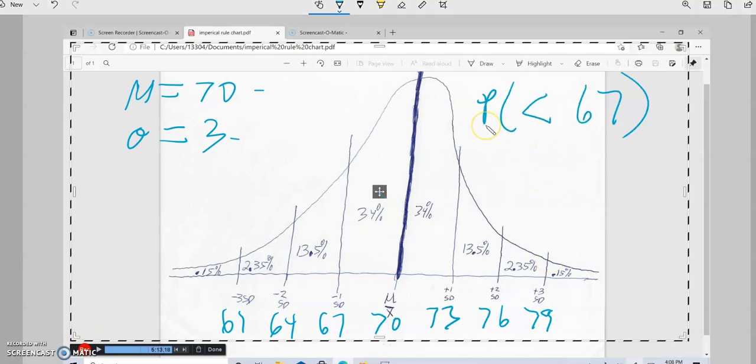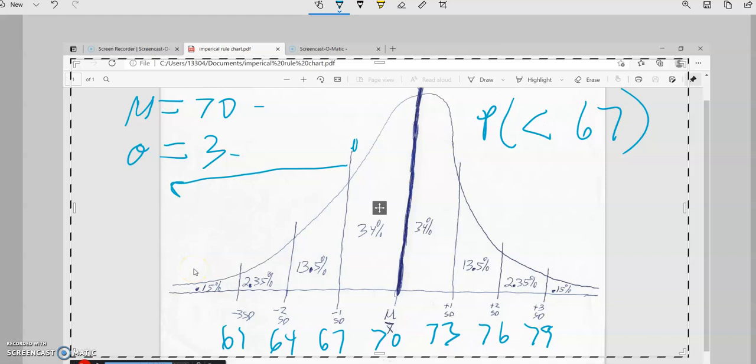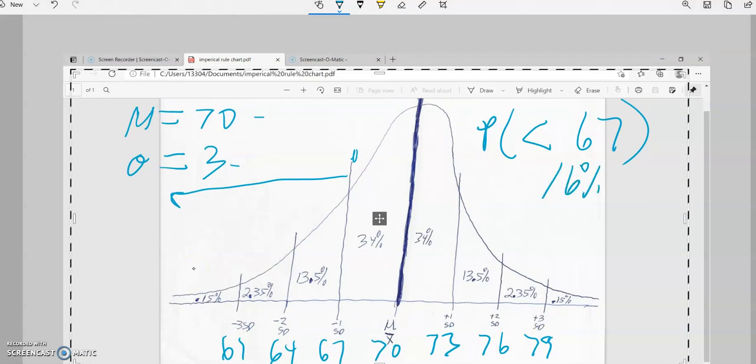What if I said, what is the probability I grab one of these test scores and it's less than 67? So here's 67, right? And I'll always give you one of these numbers at the bottom, at least in this chapter, not in future chapters, okay? So less than 67, you would just add up all these. Don't forget the 0.15% at the end. So 13.5 plus 2.35 plus 0.15 equals 16%, okay? So there's a 16% chance I grab a test score that's less than 67, okay?